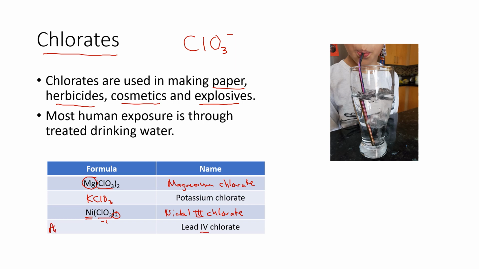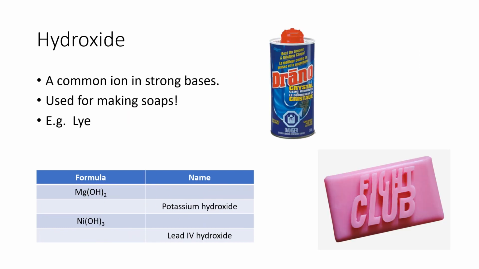Lead is going to have a charge of 4. The chlorate has a charge of 1. And when you do your crisscross, you're going to end up with Pb and a big bracket, ClO3, and a 4. Alrighty, next. So we're almost done.